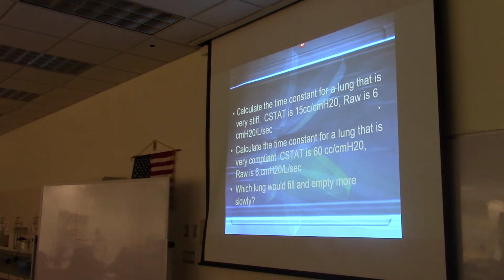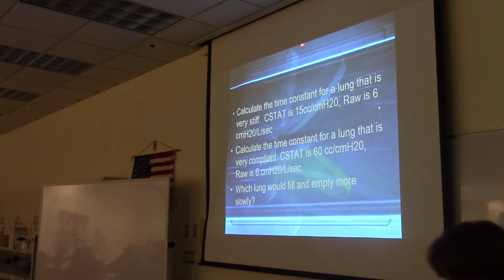So calculate the time constant for a lung that is very stiff. The static compliance is 15 cc's per centimeter of water. Airway resistance is normal though, 6 centimeters of water per liter per second. So what's the first thing you do? Convert to liters. And what do you get? 0.015 times 6. It's 0.09? Wow, okay. It's pretty short. All right, so 0.09 seconds.